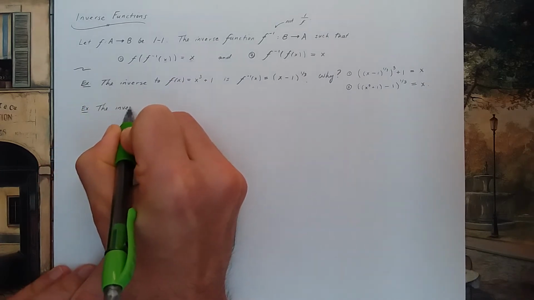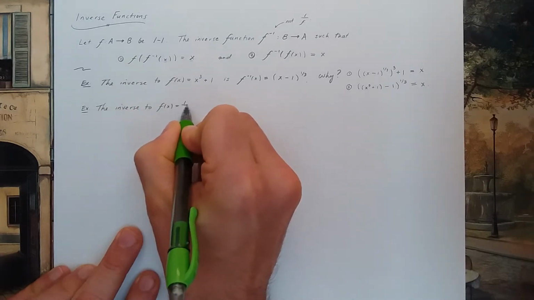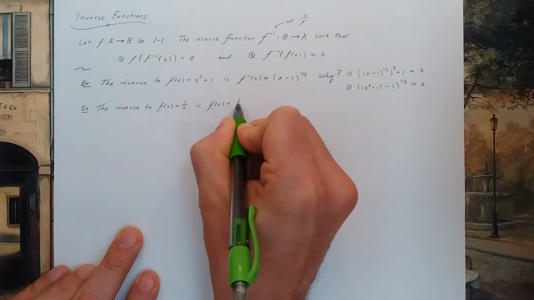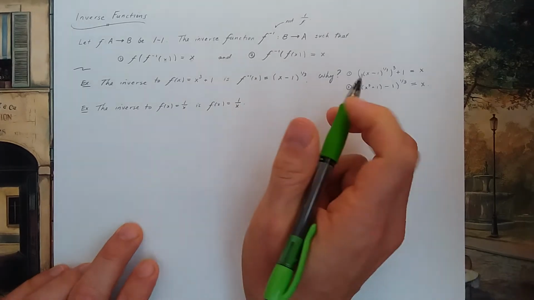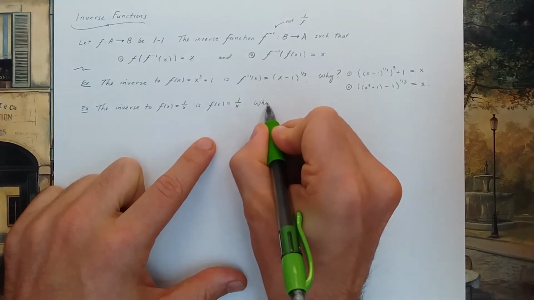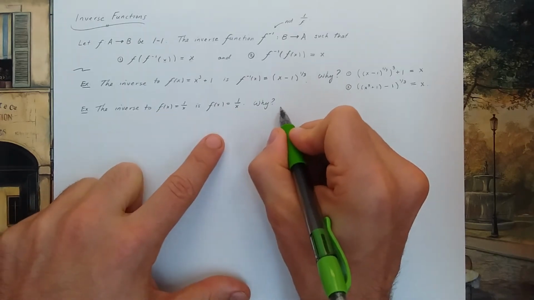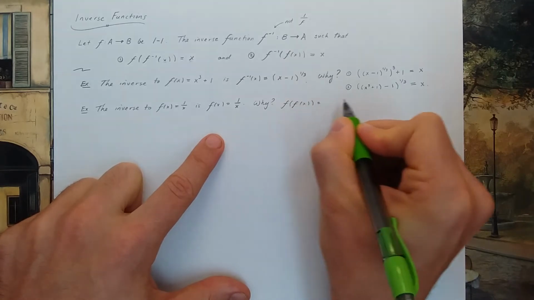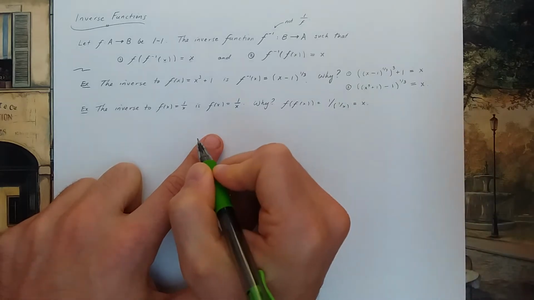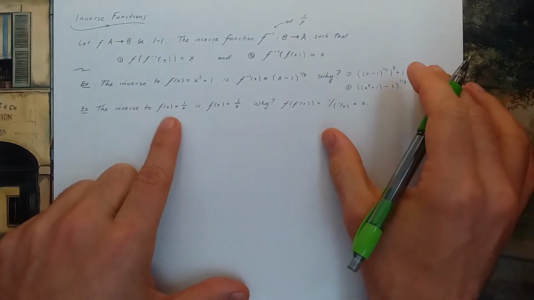So the inverse to f of x is 1 over x. f of x is 1 over x. So what I'm saying here is this function is its own inverse. We could see this because putting one of these functions inside the other, or putting this function inside of itself, gives f of f of x is 1 over (1 over x), which is just x. So this function undoes itself. To undo division, you divide again.